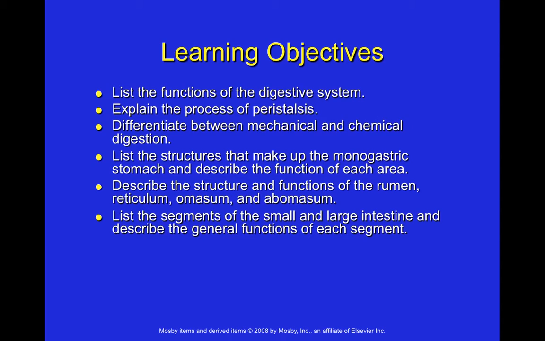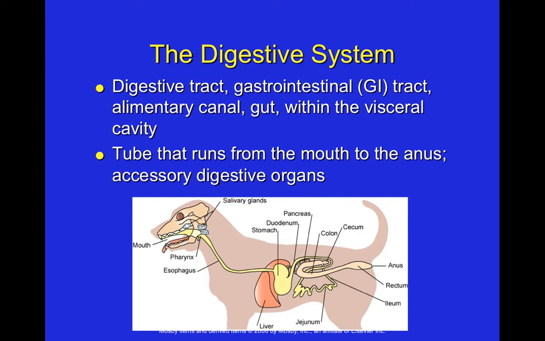Differentiate between mechanical and chemical digestion. List the structures that make up the monogastric stomach and describe the function of each. Describe the structure and functions of the rumen, reticulum, omasum, and abomasum, and list the segments of the small and large intestine and describe their general functions. So lots of learning objectives for the digestive system.